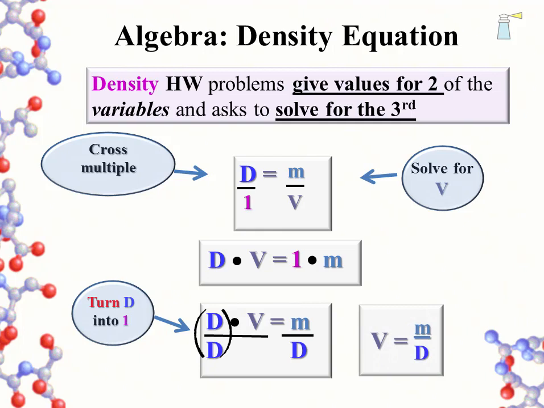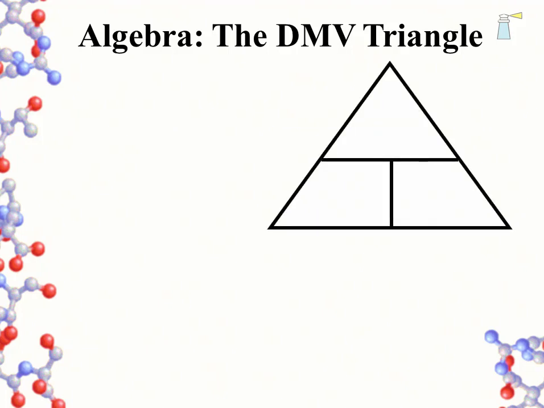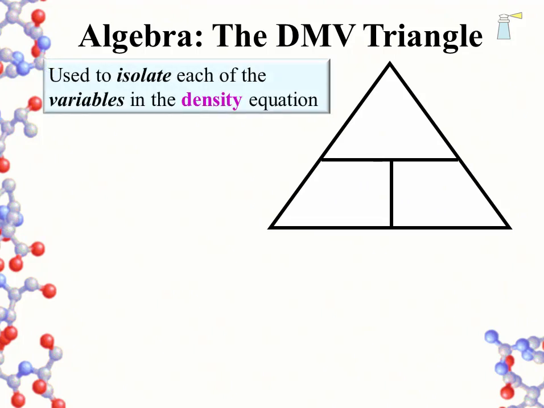This basic level of algebra makes the study of chemistry much easier, and it behooves the student to master it. There is another way of handling these three variable equations. It is called the DMV Triangle, and it nicely lends itself to notes and cheat sheets for testing. It is used to isolate each of the variables in the density equation, and with a little practice, it is very easy to use. It can also be used with other three variable equations, such as velocity equals distance over time. Let's take a closer look.